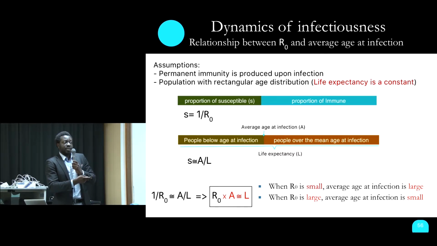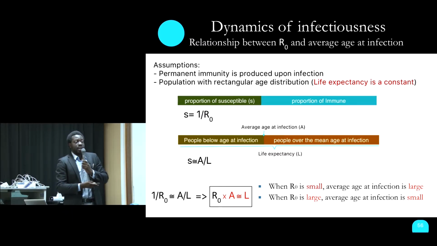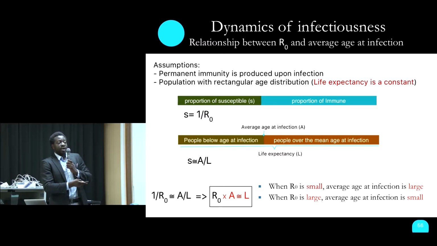So we can estimate the proportion of susceptible. In a population where some people are susceptible and some are immune, the proportion of susceptible is given by this relationship: 1/R naught.